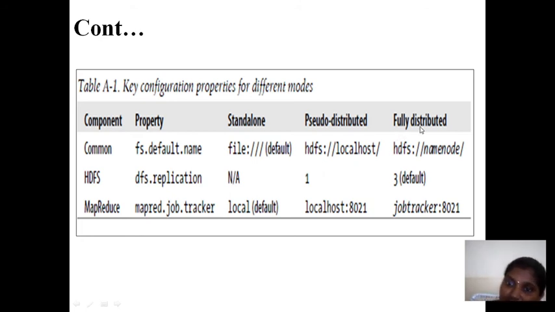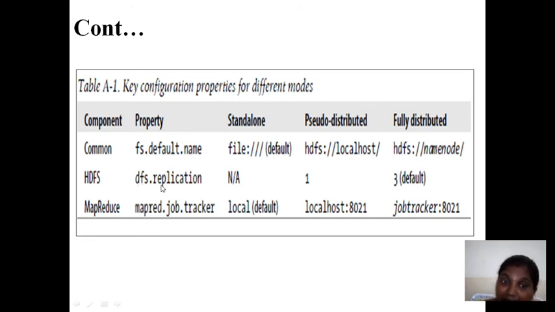But for the fully distributed one, the namespace is somewhere else. Then the name of the name node is HDFS name node. But we don't have any name node here. Why? We are not in a distributed manner, but we are at a standalone system at a single place.